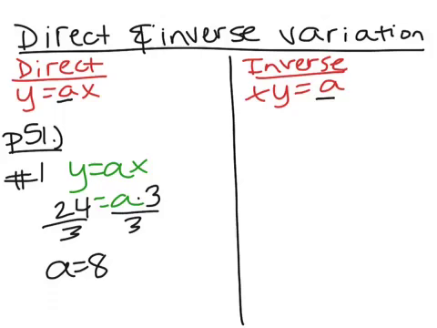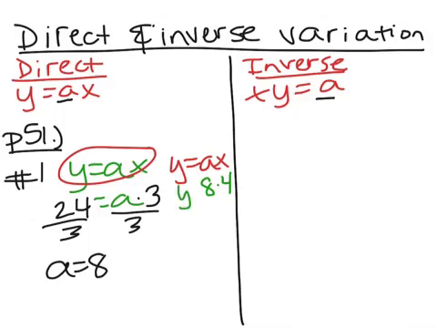Alright, but then it says find y when x is 4. So that means I'm going to go back to my original y equals ax, and I'm going to plug in my new information that a is 8 and x is 4. So y equals 8 times 4, so y equals 32. Now the difference between direct and inverse variation is just where you begin from.